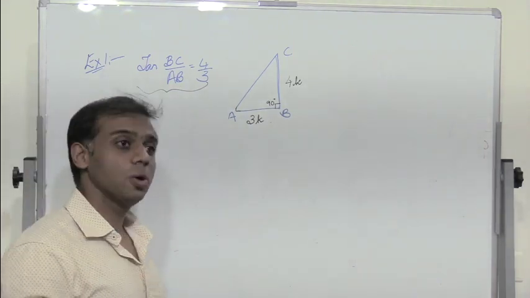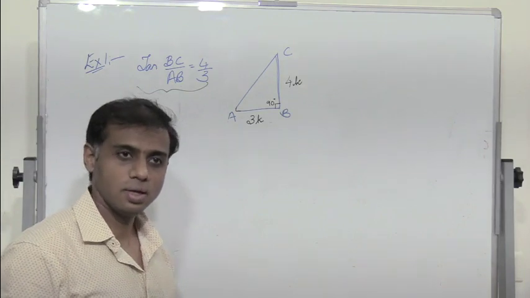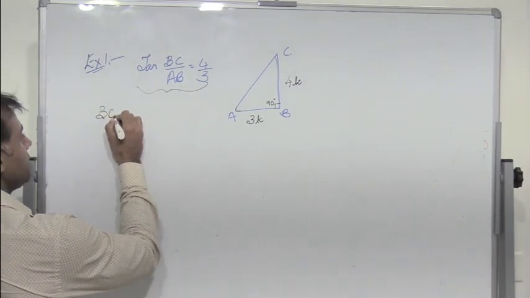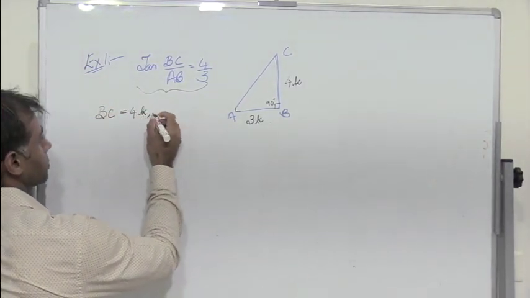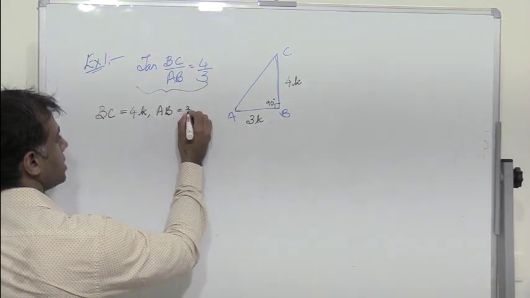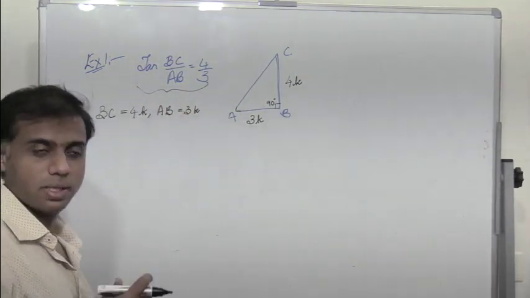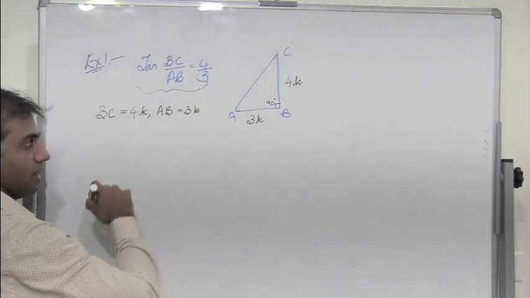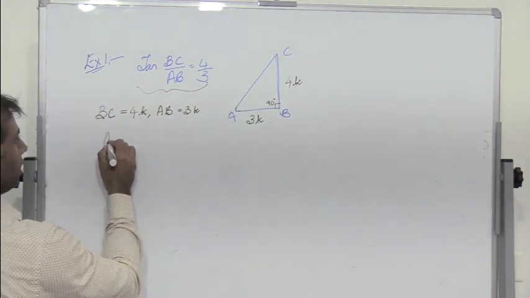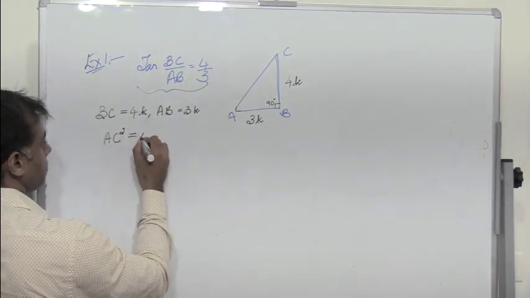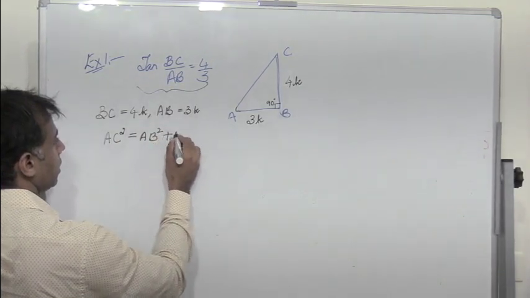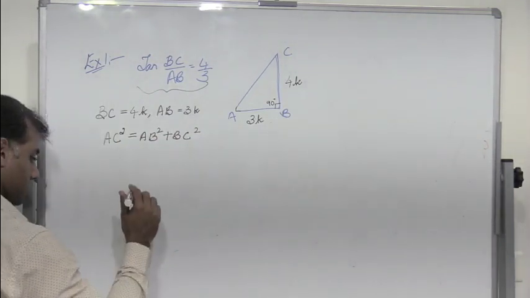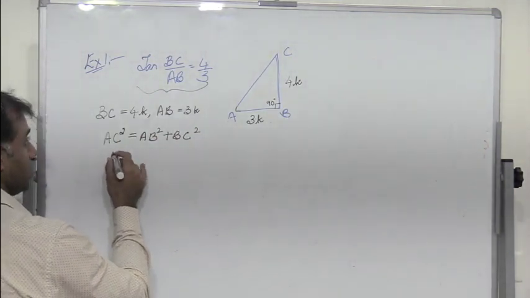So our job is to find all the other trigonometric ratios. So what are the other trigonometric ratios? Here BC is 4k, AB is 3k. Now this is a right angle triangle, so applying Pythagoras Theorem, I have AC square is AB square plus BC square, right?